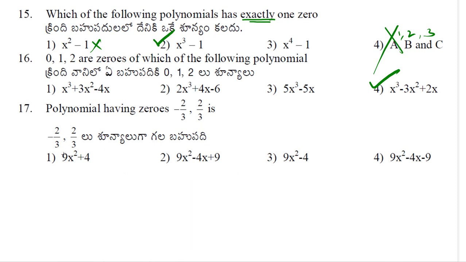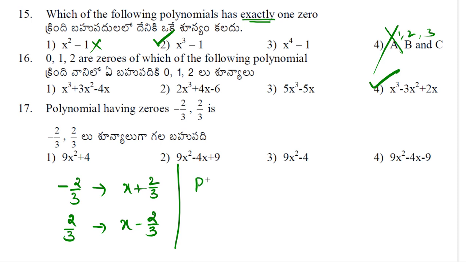17th problem. Polynomial having zeros negative 2 by 3 and 2 by 3 is. We know that if negative 2 by 3 is a 0, then x plus 2 by 3 is a factor. Now similarly, if 2 by 3 is a 0, then x minus 2 by 3 is a factor. So the polynomial p of x, we can write this is equal to x plus 2 by 3 times x minus 2 by 3. We can write a constant as a multiple of these two. So k times x plus 2 by 3 times x minus 2 by 3.